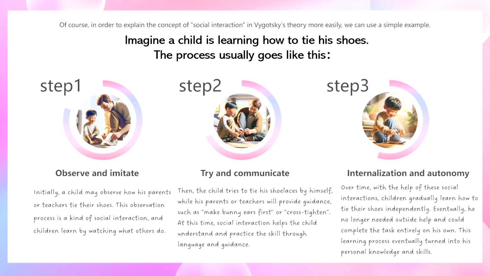The third stage is internalization and autonomy. Over time, with the help of these social interactions, children gradually learn how to tie their shoes independently. Eventually, he no longer needed outside help and could complete the task entirely on his own. This learning process eventually turned into his personal knowledge and skills.